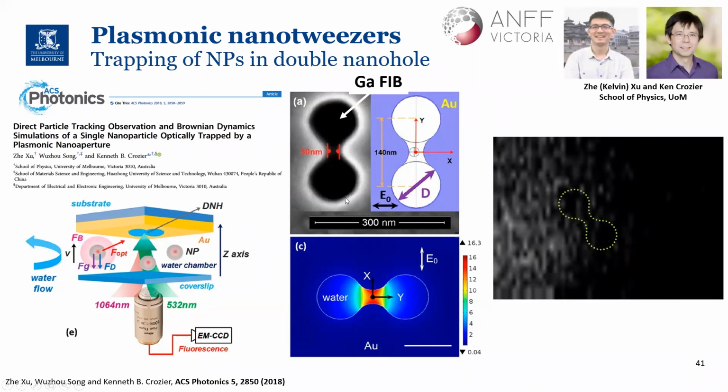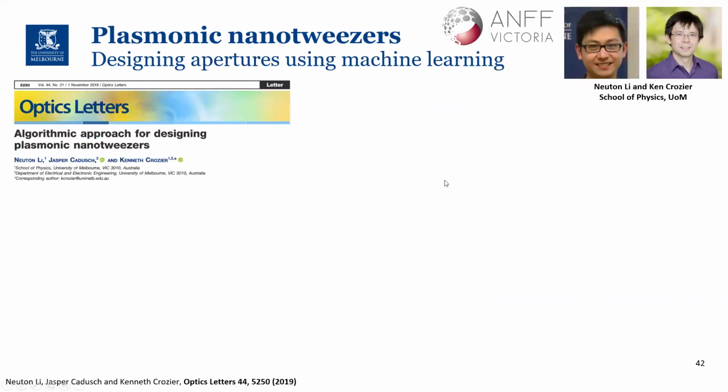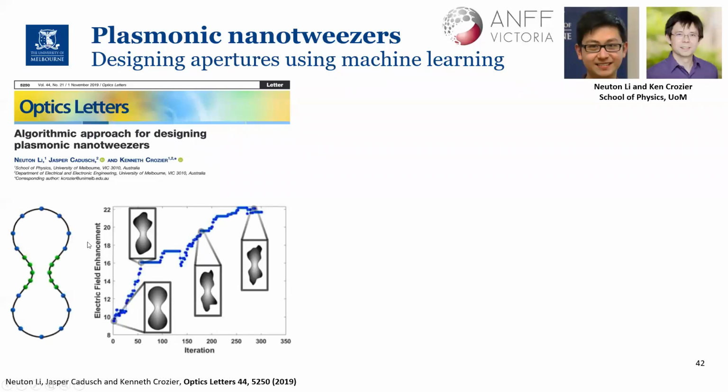Now you can imagine that this is quite a human design. This is creating a gap with a pair of circles. This sort of makes somewhat of an intuitive sense. So following on from that work, Newton decided to take that work and let the computer design what the nanohole should look like. So they took the original design and they said, we want this gap to be the same. We want this to stay 30 nanometers, but you can change all of this. And they let an algorithm optimize the electric field enhancement by changing that shape.